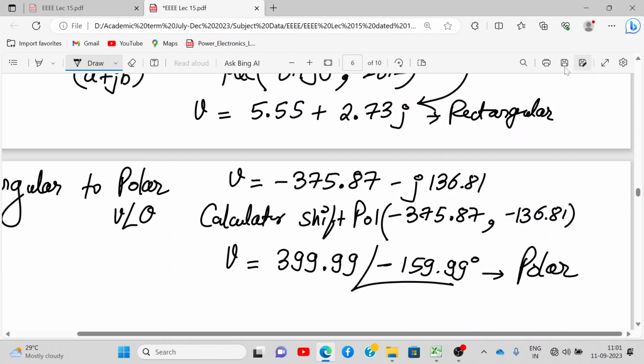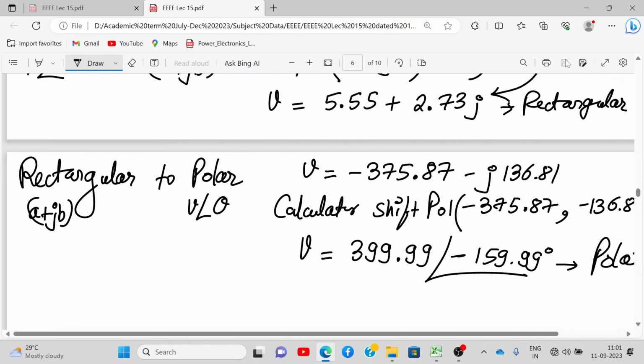So next time we will be solving polar and rectangular coordinates conversion and numericals related. Okay, so please practice this. Okay, and we end the lecture now.